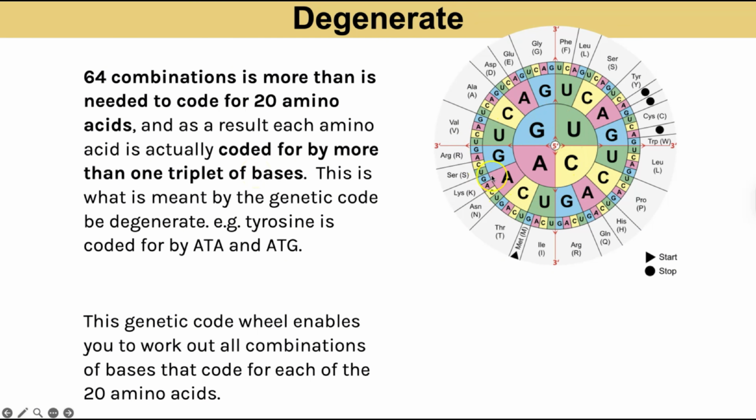And we can see that here in this genetic code wheel, where you would start on the inside and work your way out. So G, U, C, that codes for Val, that's one of the amino acids.